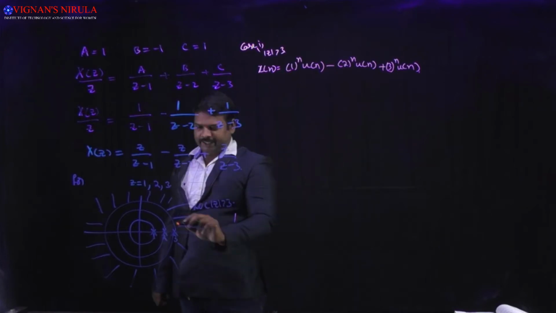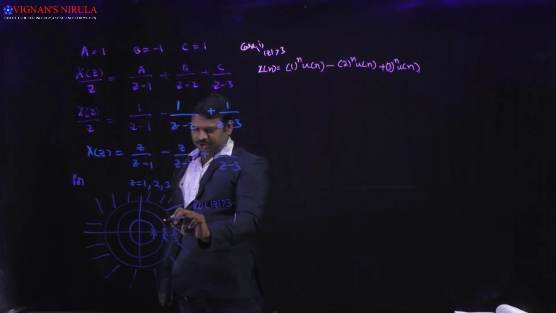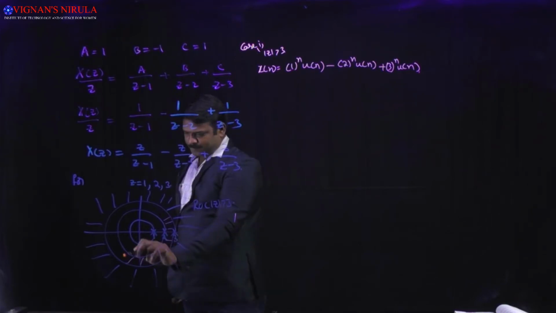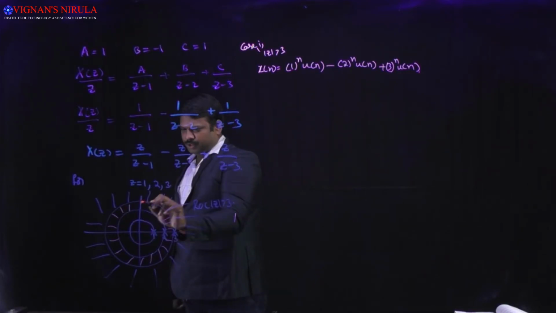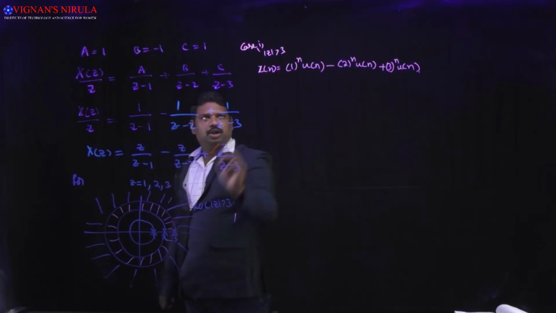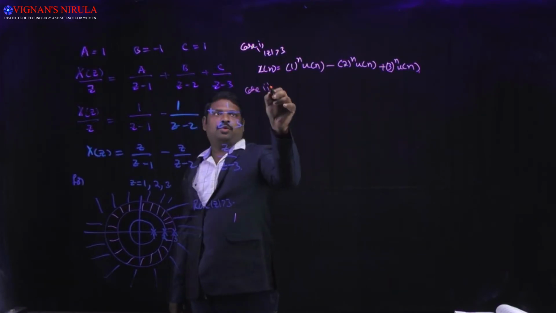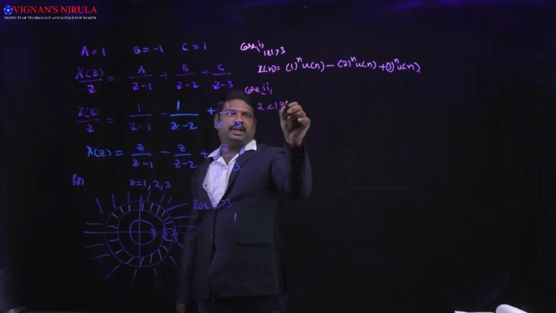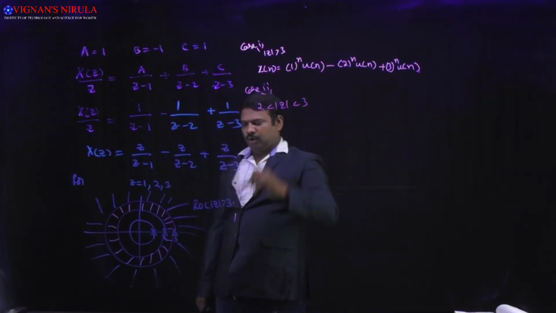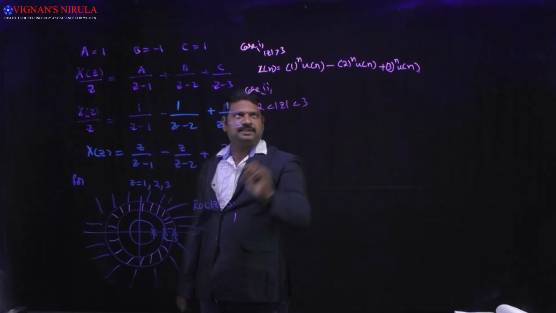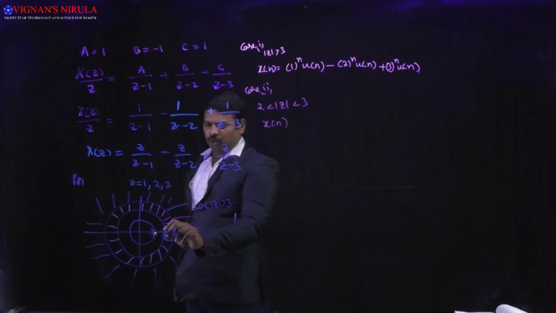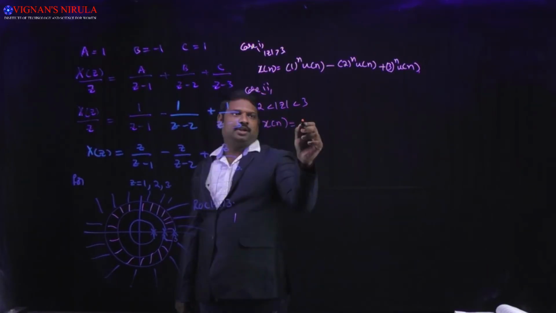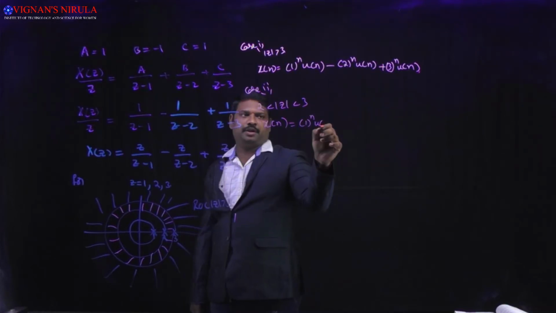The second type of the ROC is this one, between the 2 and 3. That's why in the case 2, the ROC is 2 less than mod z less than 3. Looking at the pole 3, it is inside. Looking at the pole 1, it is outside. That's why 1 power n u of n.